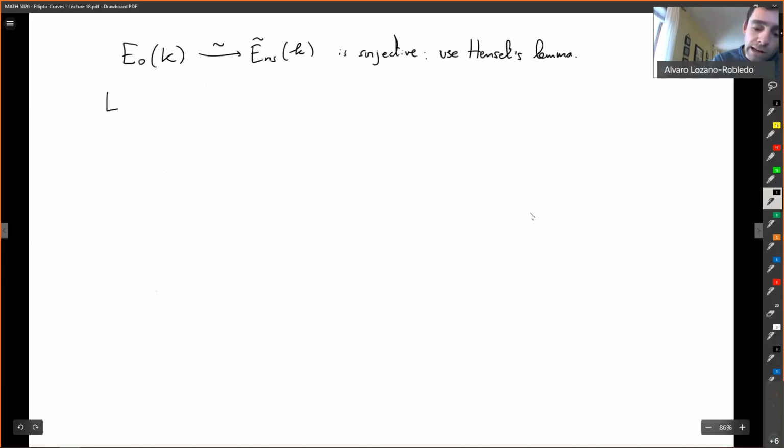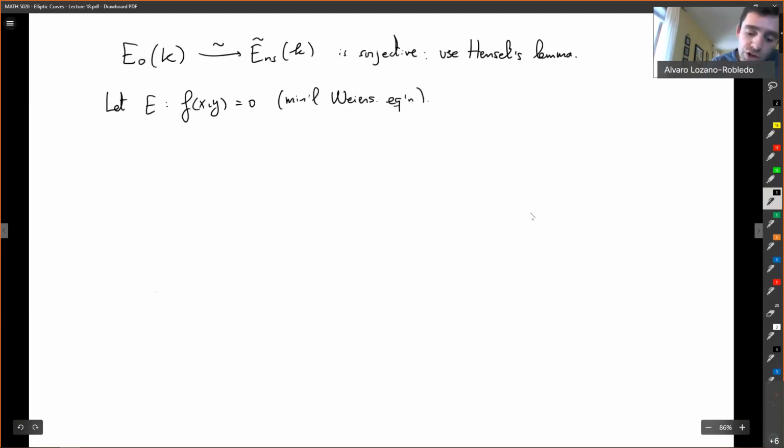Okay, so let E be given by a Weierstrass equation, f of x, y equals 0. And this is a minimal Weierstrass equation.